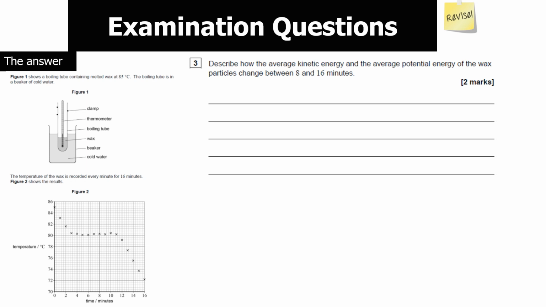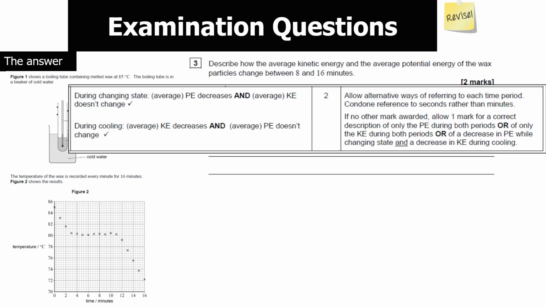Well, when it's going from 8 minutes to 16 minutes, it's in the process of changing state, and then it decreases its temperature. So when it's changing state, the potential energy store of the object will decrease, because the state links into the potential energy store. Because it's changing state, and in this case it is melting, we're going to a substance which has particles further spread out, so the potential energy will go down.